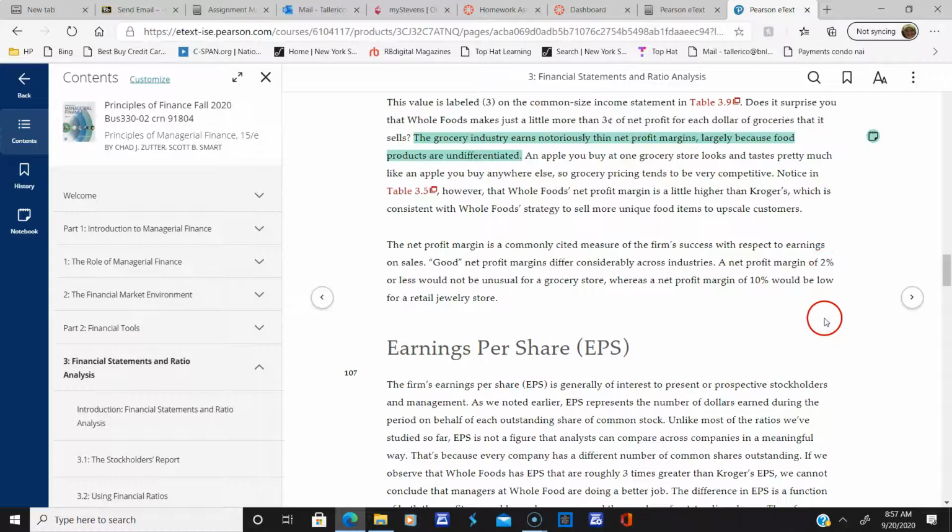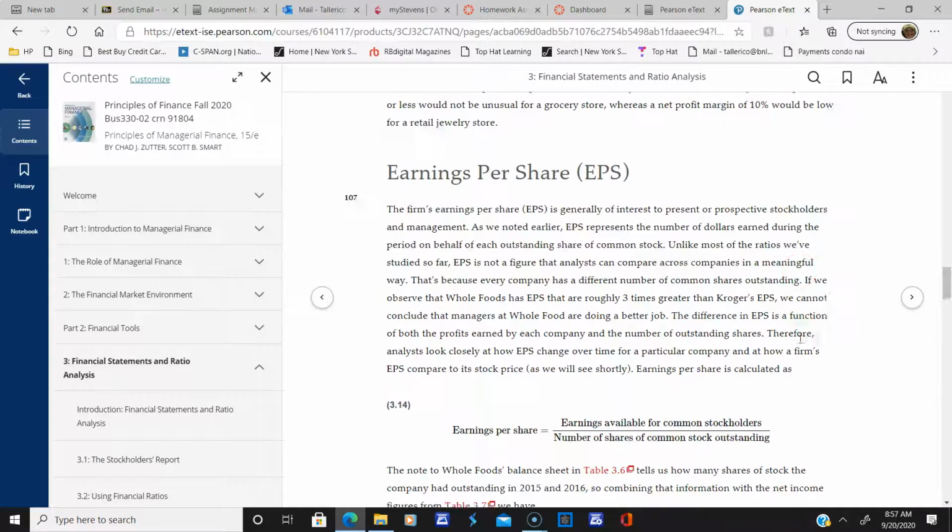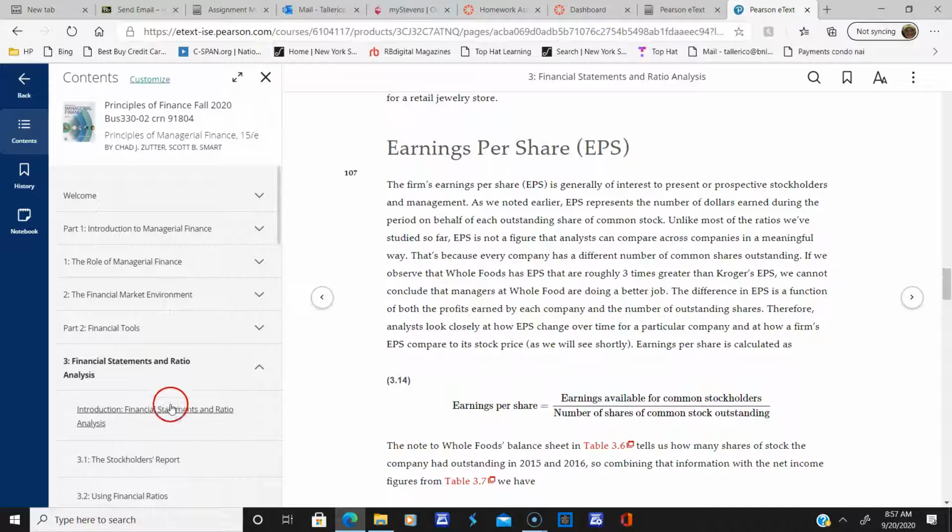All right, so that's pretty much it. I'll save this and then we'll move on to others. I'm about 18 minutes or so into this.